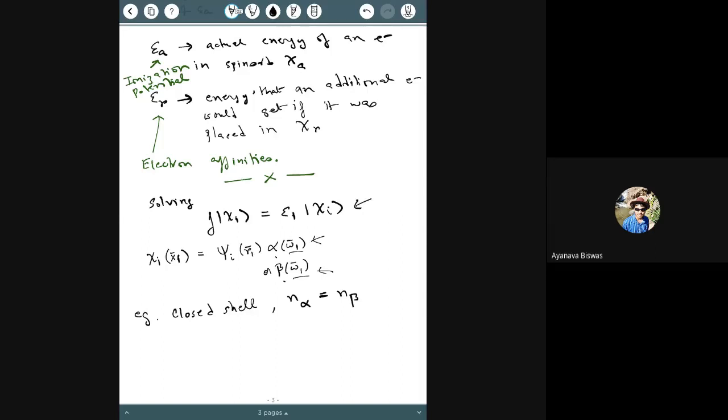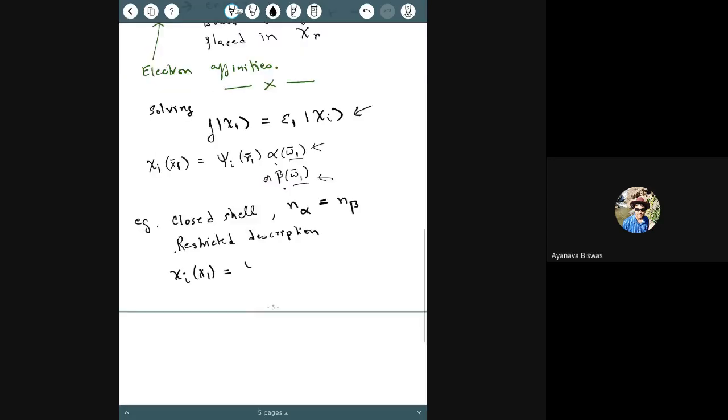And the description that I will take is a restricted description, which means that if chi I of x1 is equal to psi I of r1 alpha of omega 1, then chi I bar of x1, which is the corresponding beta, also has the same spatial part.